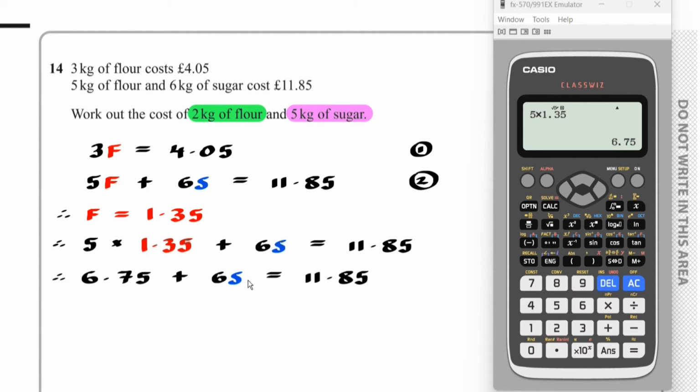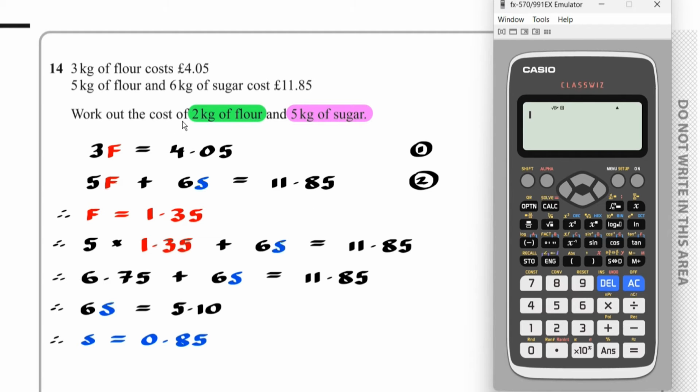If I subtract 6.75 from both sides, 11.85 subtract 6.75, that's 5.1. So we have 6s equals 5.10, and if I divide this by 6, you will find S to equal 0.85.